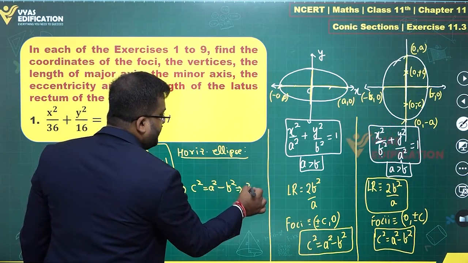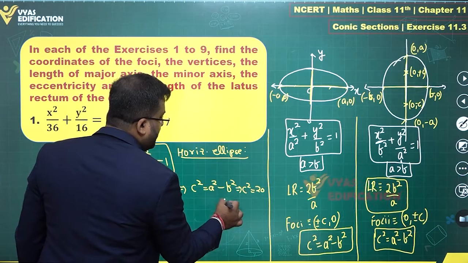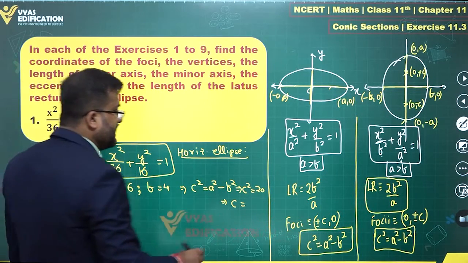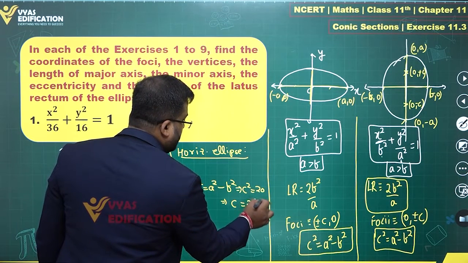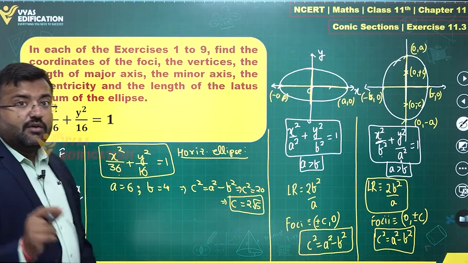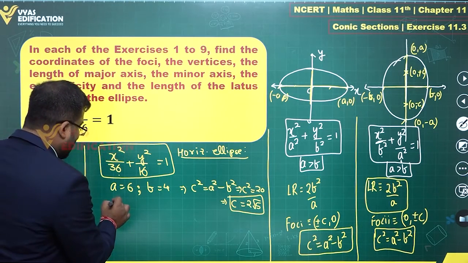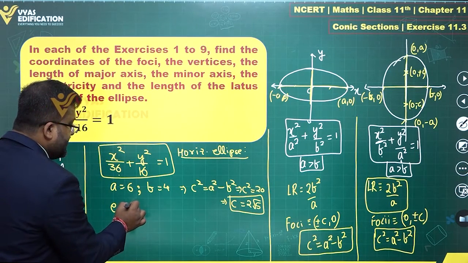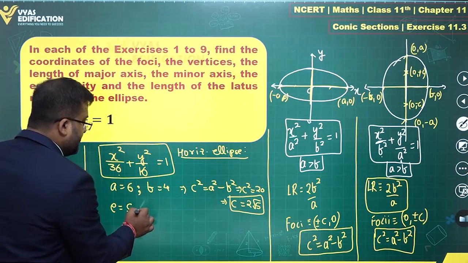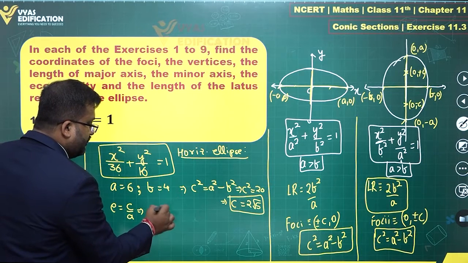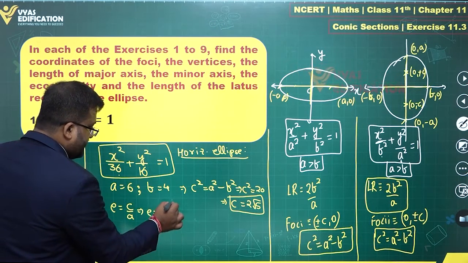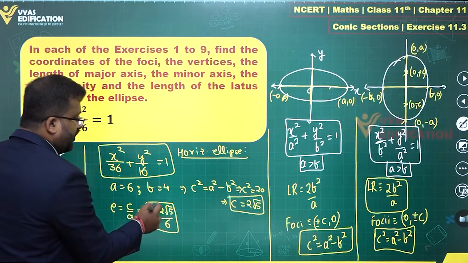This will give me c square is equal to 20, or c, simply the magnitude of c. If you want to find the magnitude of c, this will be equal to 2 square root of 5. This is c for us, right? One more thing which is required is eccentricity. Eccentricity is equal to c by a, which tells me that eccentricity will be equal to 2 root 5 upon 6. This is the eccentricity for the horizontal ellipse.